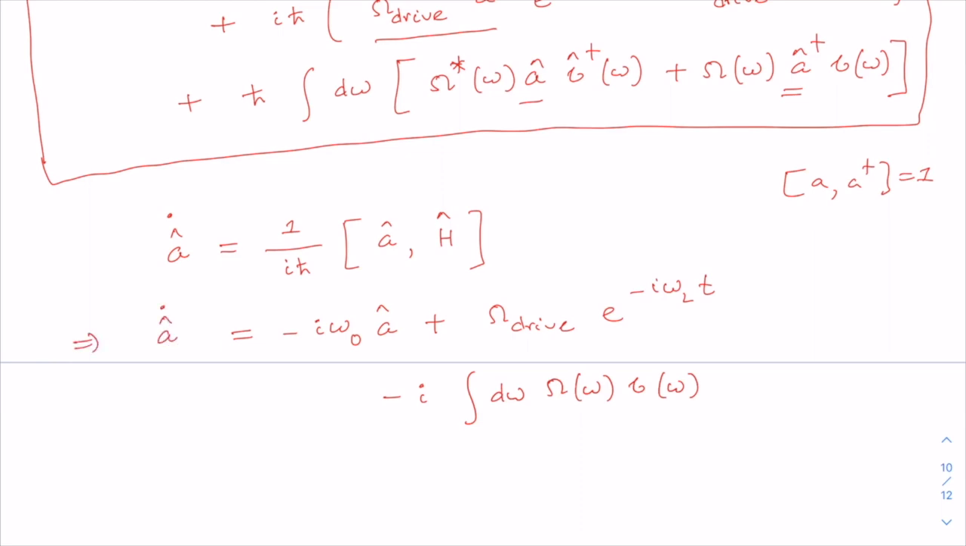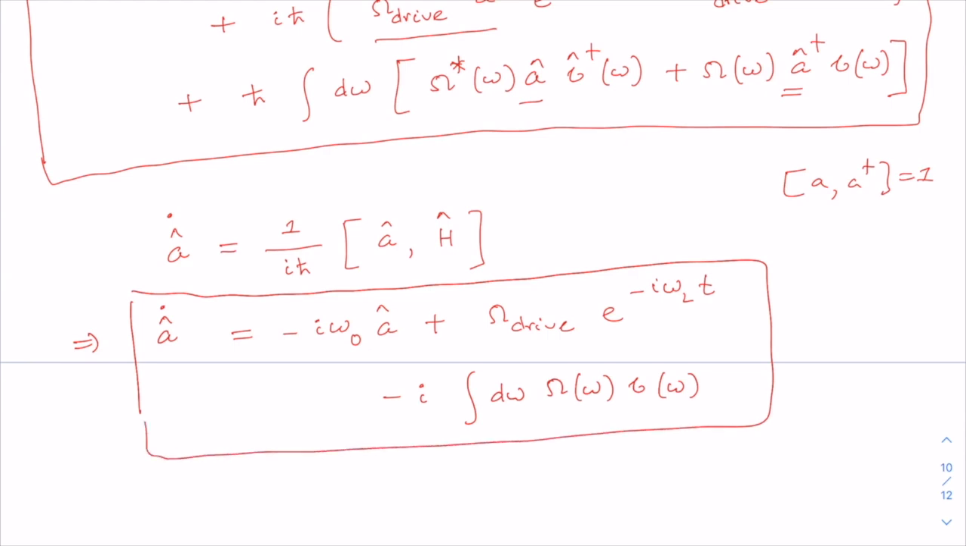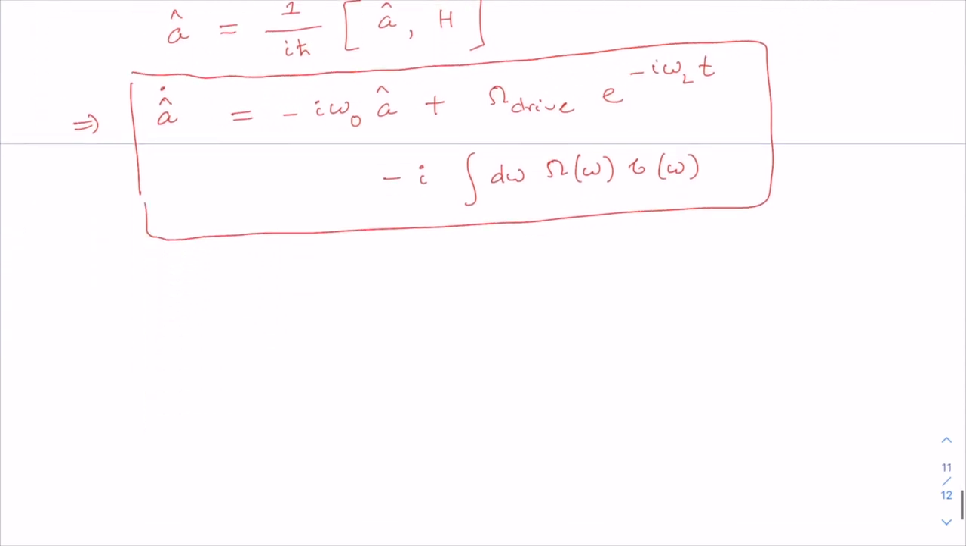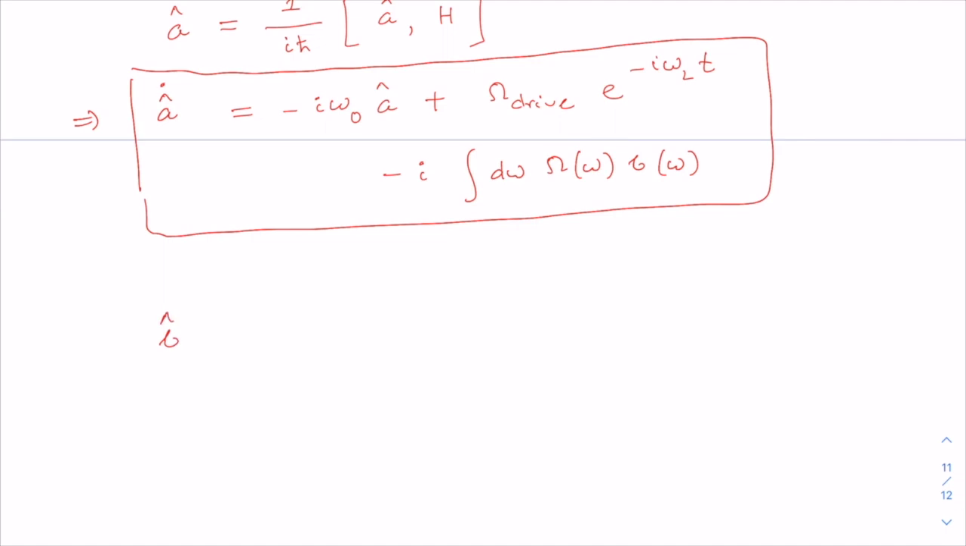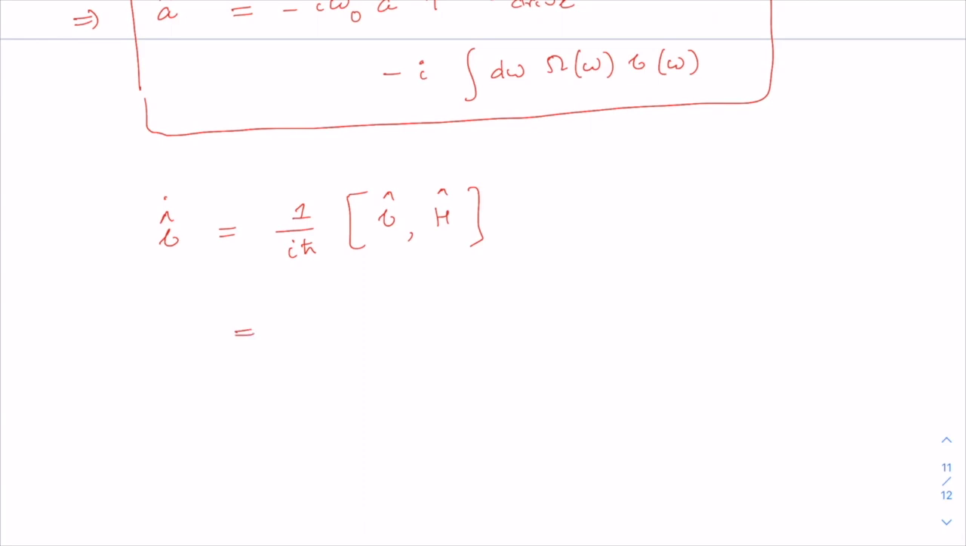This is for the optical mode, the time derivative of the optical mode operator. Similarly, for the bath mode, we can calculate the time derivative of b, that is 1 by iħ [b, H]. So here let me show you the calculation.